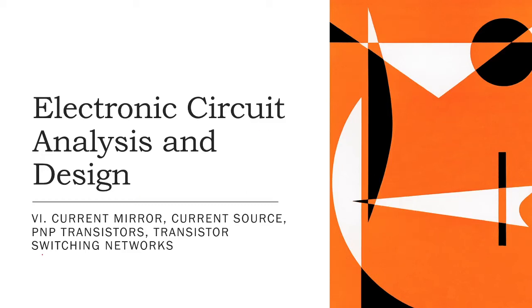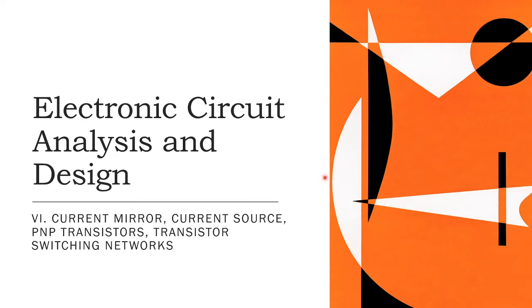Okay, class. So for this video, what we're going to discuss is chapter 6, which is current mirrors, current source, PNP transistors, and transistor switching network. For this chapter, we're going to step back a little bit because all of what we're going to discuss in this part are all DC. Kumbaga, hindi tayo mag-AC analysis dito. Also, sa transistor switching na part, instead of focusing on amplification, ang titingnan natin ngayon dito is how does a transistor work as a switch.